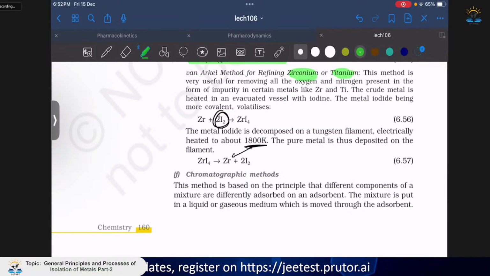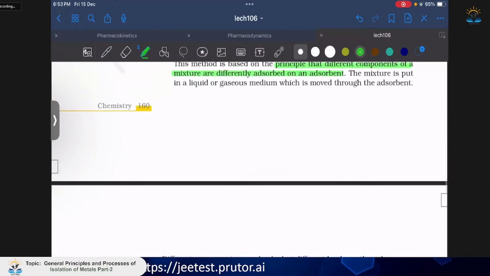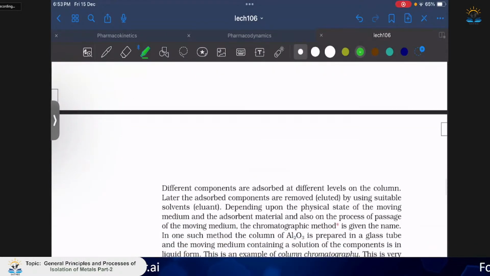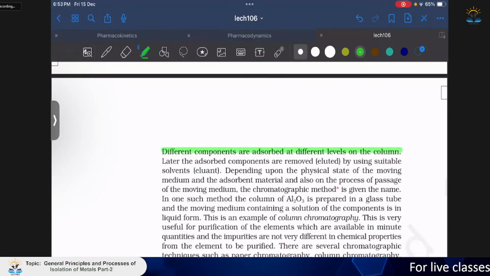The chromatographic methods are based on the principle that different components of a mixture are adsorbed differently. So a mixture is moved through a medium, and different components are adsorbed at different levels in the column. Now they are removed by using suitable solvents.